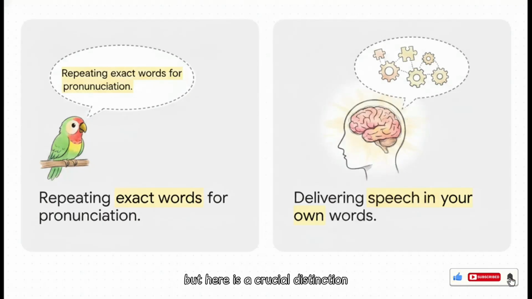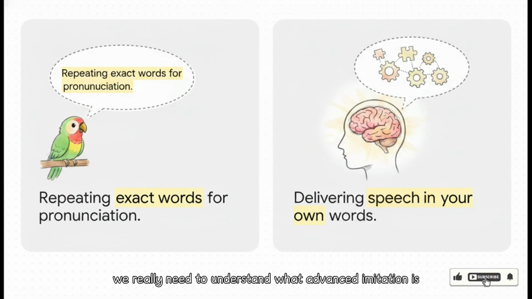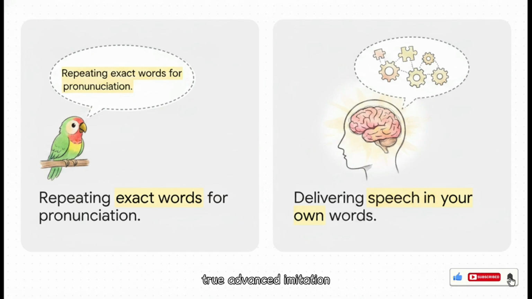But here is a crucial distinction. We really need to understand what advanced imitation is not. When I say imitation, I'm not talking about just parroting a native speaker by repeating their exact words just to nail the pronunciation. That's a completely different exercise. True advanced imitation requires you to listen to a conversation, a story, or a speech, and then actively try to deliver those exact same ideas, but in your own words. You're processing the meaning and regenerating it, not just echoing sounds.